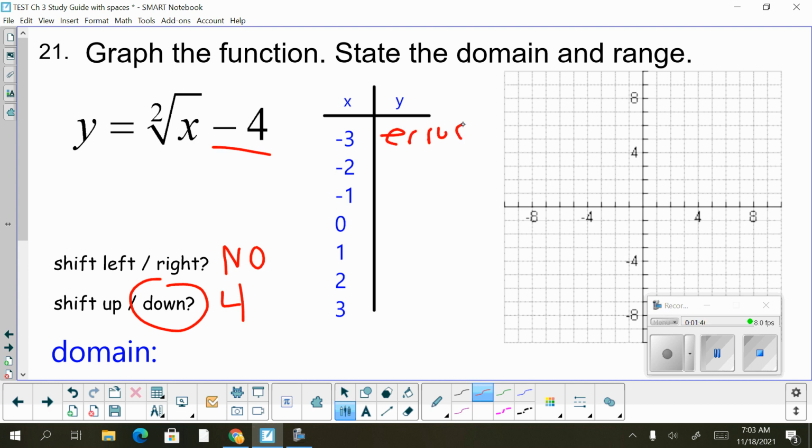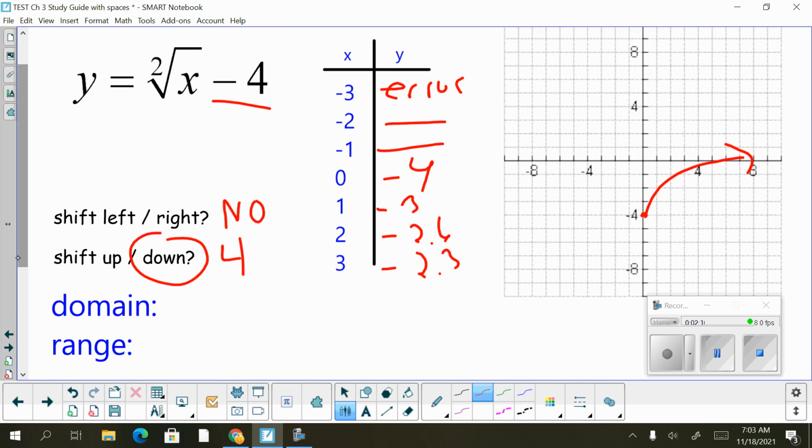You're going to see an error for the first 3 entries. That's because you cannot square root a negative. Once you hit 0, you can square root 0, so that's okay. And that's where we will start seeing values -4, -3, -2.6, and -2.3. This is my graph. It's just a normal square root graph that's been shifted down 4.